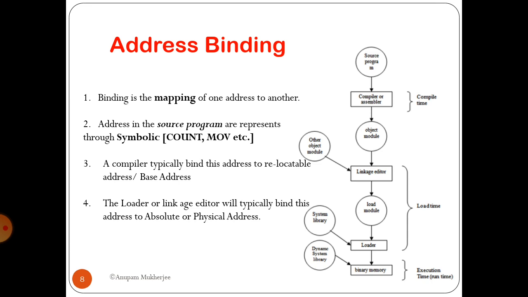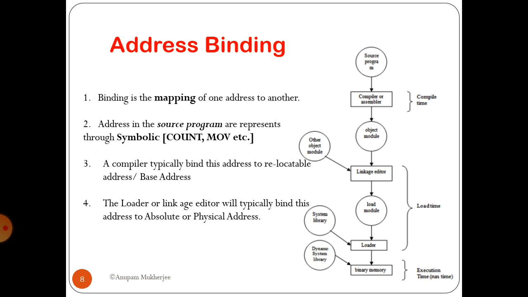When any source program is compiled and generates the object module, this time is called compilation time. When the loader converts the object module by using the linkage editor and load module and generates the execution file, this time is called loading time. And finally, when we generate the execution or binary image file, that time is called runtime or execution time.